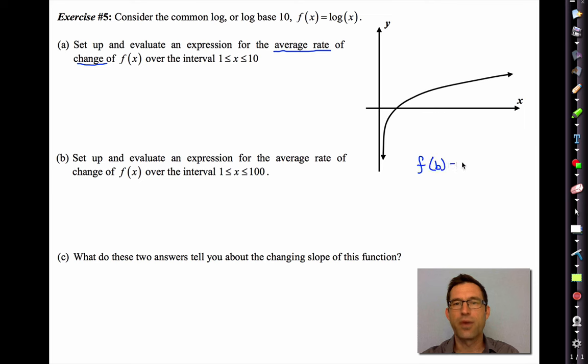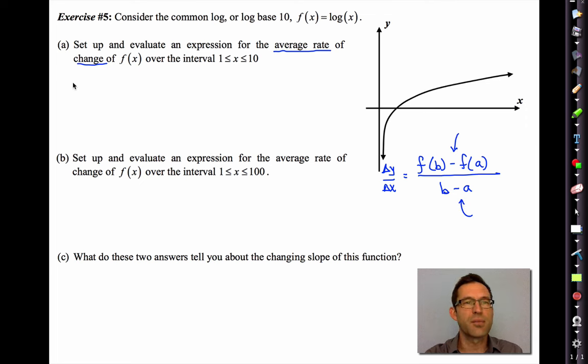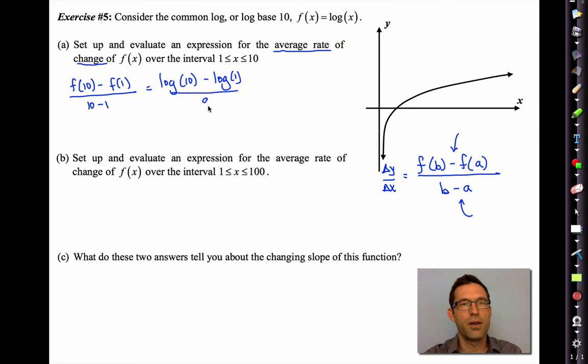If I want the average rate of change, so how fast the y is changing compared to the x, I use this comparison, right? It's really just the change in y divided by the change in x. It's like a slope calculation, right? And I just use this and it tells me how fast y is changing compared to how fast x is changing. So in this case, what I'm going to have is f of 10 minus f of 1 all divided by 10 minus 1, which is going to be the log of 10 minus the log of 1, all divided by, well, I guess 9.